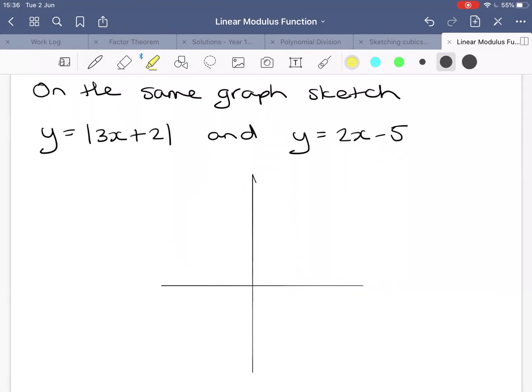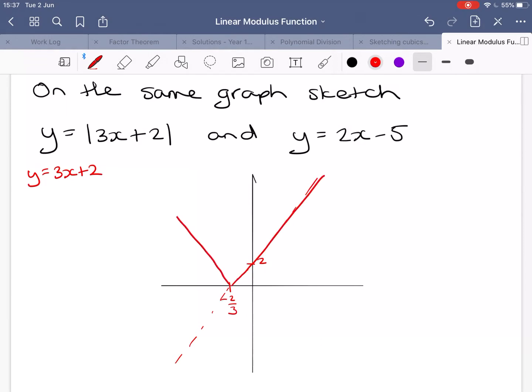And the last one, before I get you to do a couple: on the same graph, draw y equals the modulus of 3x plus 2 and y equals 2x minus 5. Let's do the modulus graph first. So let's think about what y equals 3x plus 2 looks like without the modulus to begin with. It's going to cross at 2. Where's it going to cross the x-axis? Well, that's going to be at minus 2/3. So again, the line would look like this. I want the modulus, so it gets reflected and looks like that.